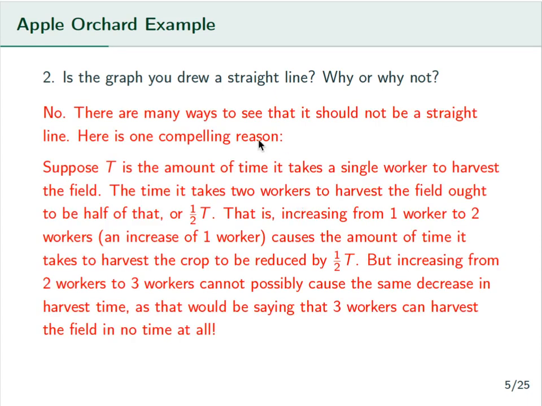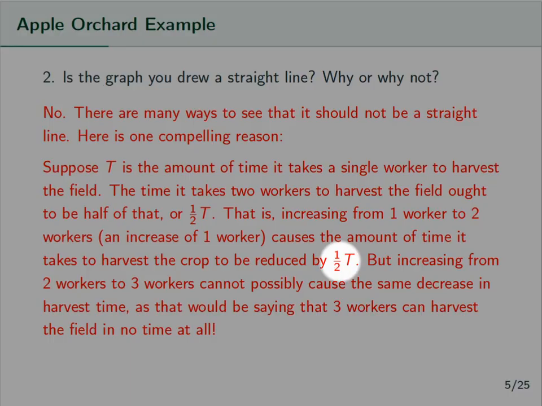There are many ways to see it should not be a straight line. Here's one compelling reason. Again, there's no one answer that fits all here, because the scenario can be different from person to person's graph. Suppose T is the amount of time it takes a single worker to harvest the field. The time it takes 2 workers to harvest the field ought to be half of that, so half of T. That is, increasing from 1 worker to 2 workers, an increase of 1 worker, causes the amount of time it takes to harvest the crop to be reduced by half. So that's why we do half times T.